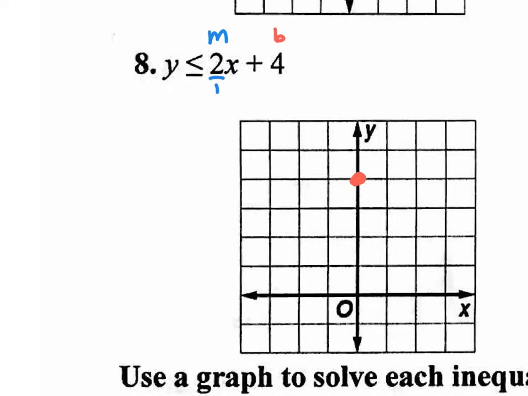From that point, do I go up or do I go down? I go up. How much do I go up? 2. So from here, I'm going to go up 1, 2. I'm at the edge. And how much do I run? 1 over. To the right. Always to the right. So I put a dot right here.